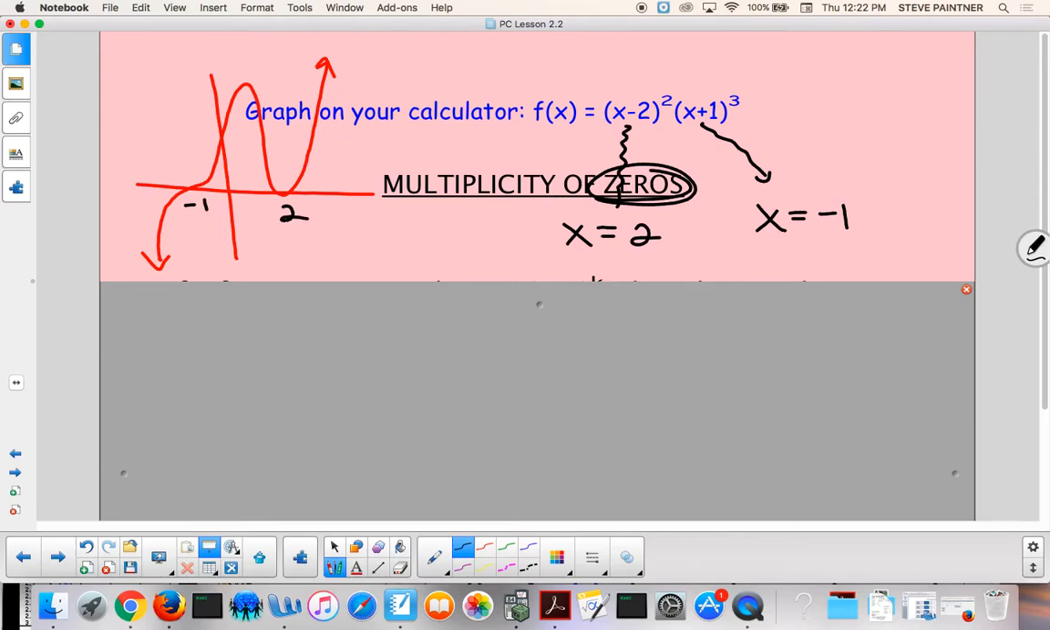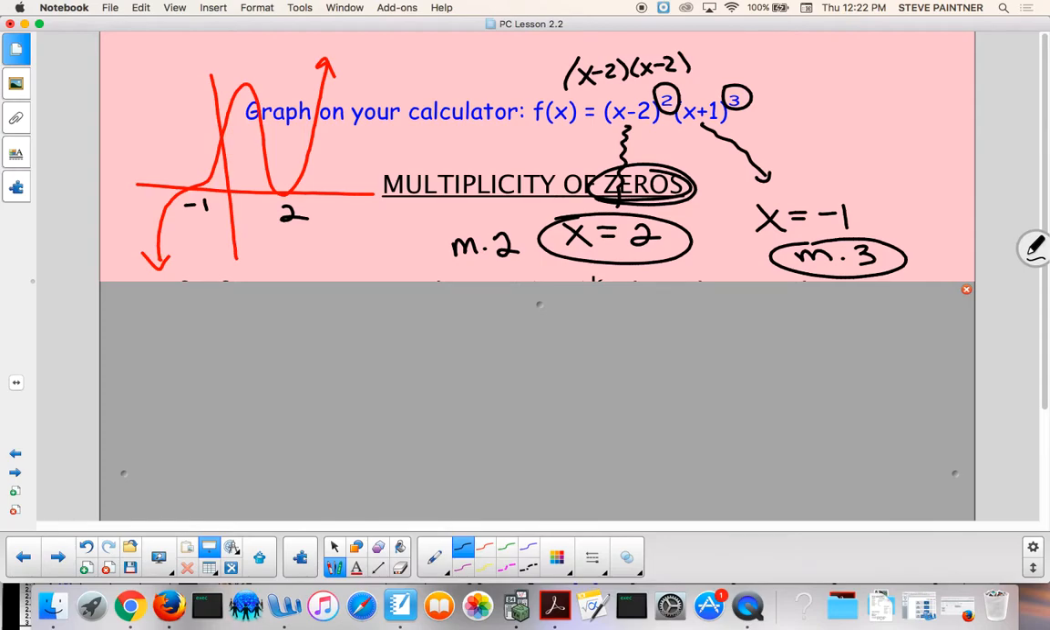Okay, so there are your zeros, which means it crosses the x-axis at 2 right here and -1 right here. But here's the deal: this factor up here happened twice. It's really x minus 2 times x minus 2. This is what's known as multiplicity. So the 2 has a multiplicity of 2, but -1 has a multiplicity of 3.